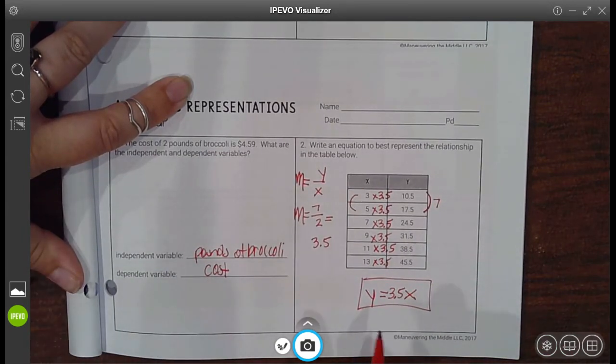And how you found that constant is you find the change in y's. So how much did the y's change? It went up by 7. And how much did it change in the x? So the change in y over the change in x. Once you simplify that, that should give you your constant or slope.